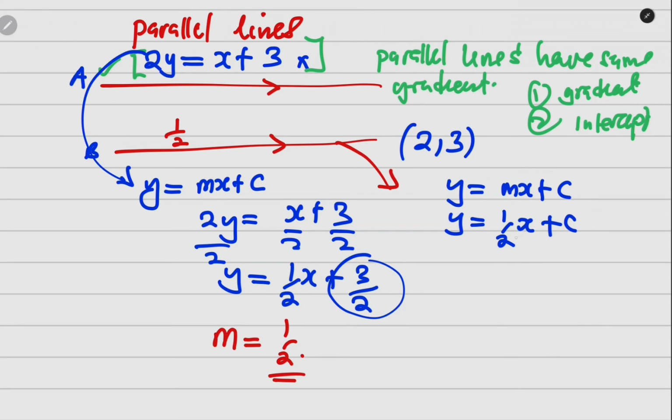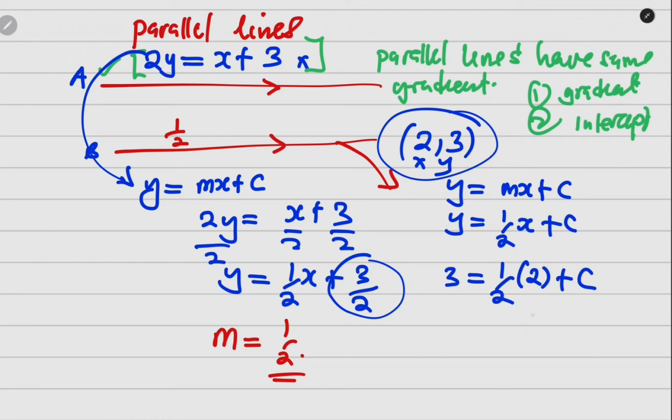Now, we have the gradient. For us to write the equation successfully, we still need the c. We are going to pick this coordinate. This is x, this is y. Replace in the equation. So we are going to have 3 equal to 1 over 2, times 2, plus c. This is just 1. 1 over 2 times 2 is 1. So 3 equal to 1 plus c.